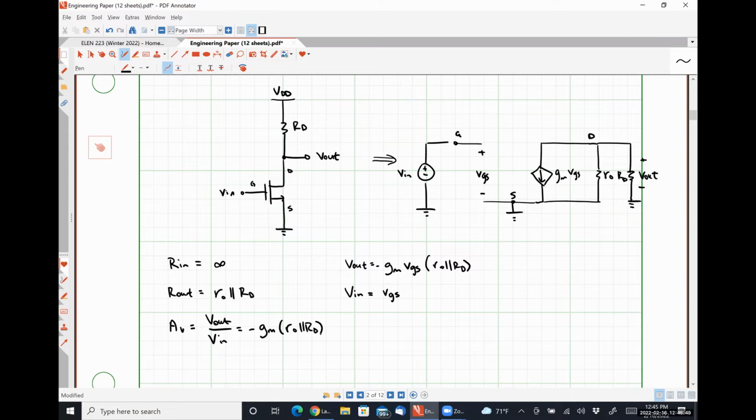How does this differ in any way, shape, or form from the behavior of a common emitter amplifier with Early effect included? Our input resistance is different. It's no longer r pi, now it's infinity. In every other way, these circuits behave in the exact same way. Okay. Now, well, let's say they behave in the exact same way on paper.